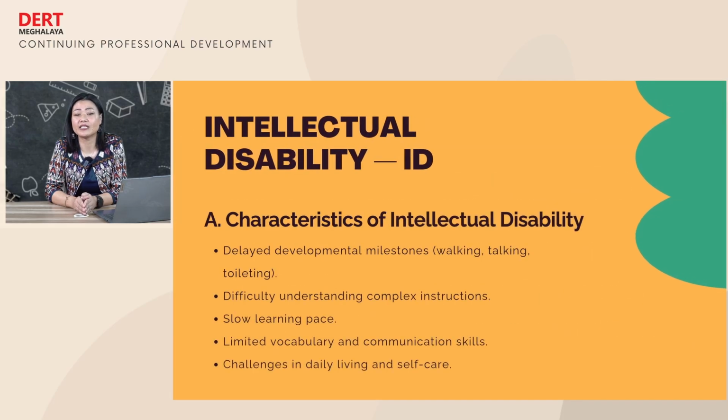Characteristics of intellectual disability include delayed developmental milestones like walking, talking, or toileting, difficulty understanding complex instructions, slow learning pace, limited vocabulary and communication skills, and challenges in daily living and self-care. For example, a 9-year-old child may still require step-by-step guidance to complete basic self-care tasks.